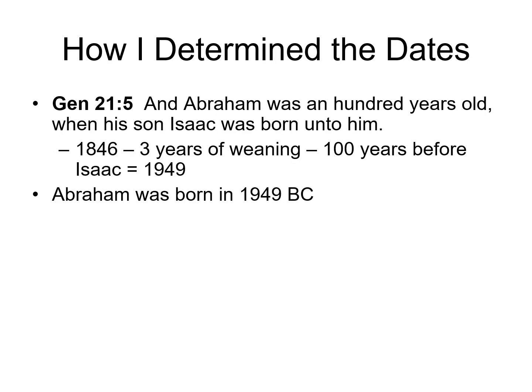So the next thing I figured out was when Abraham was born. So in Genesis 21, verse 5, we read, "And Abraham was 100 years old when his son Isaac was born unto him." So doing some of the math we've already worked with, we can go from 1846, when Isaac was weaned, go back 3 years earlier to when he was born, which brings us to 1849, and then 100 years before that brings us to 1949 BC, which tells us Abraham was born in 1949 BC.